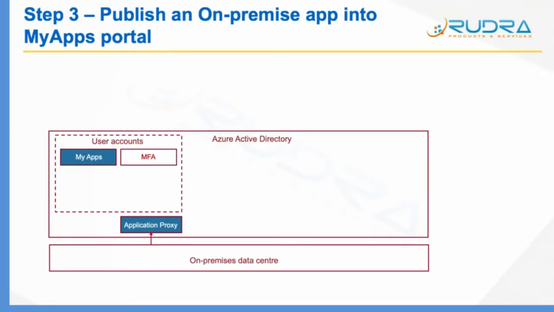In this lab, I'm going to show you how to publish an on-premise app into My Apps portal using application proxy. In order to do this, you need to complete a number of prerequisites. Firstly, you need to make sure you have AD Premium license. Secondly, you need to prepare a virtual machine in such a way it supports TLS 1.2. Thirdly, you need to install App Proxy Connector service on that particular virtual machine. Fourthly, you need to configure an app. And as a last thing, you need to provide access to that app to one of the users.